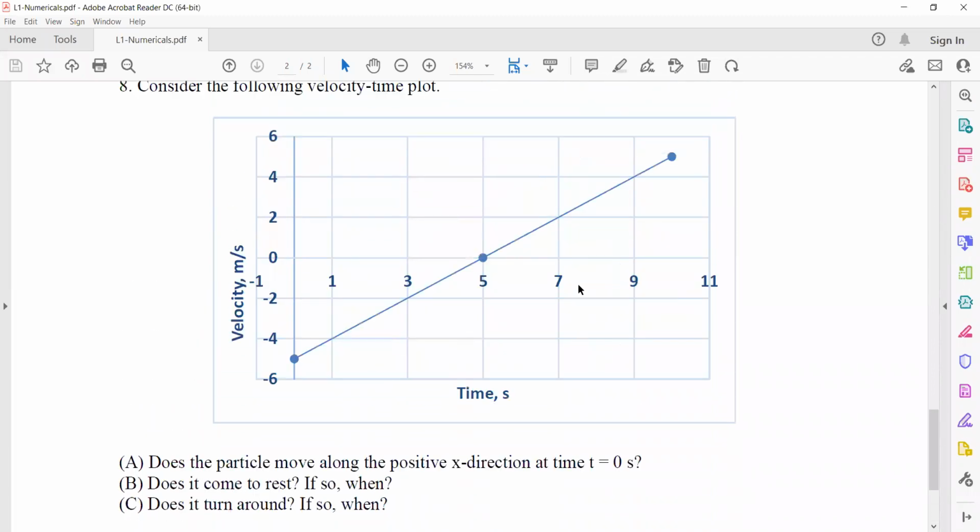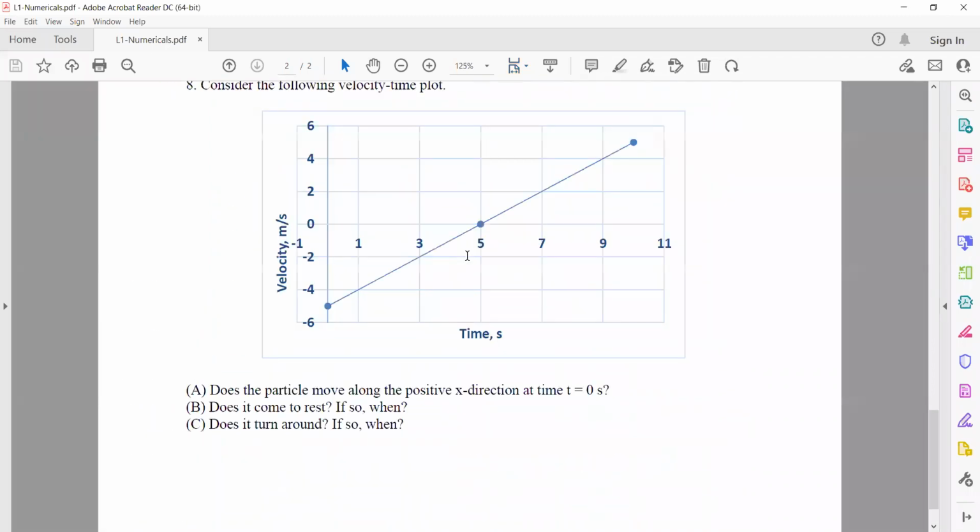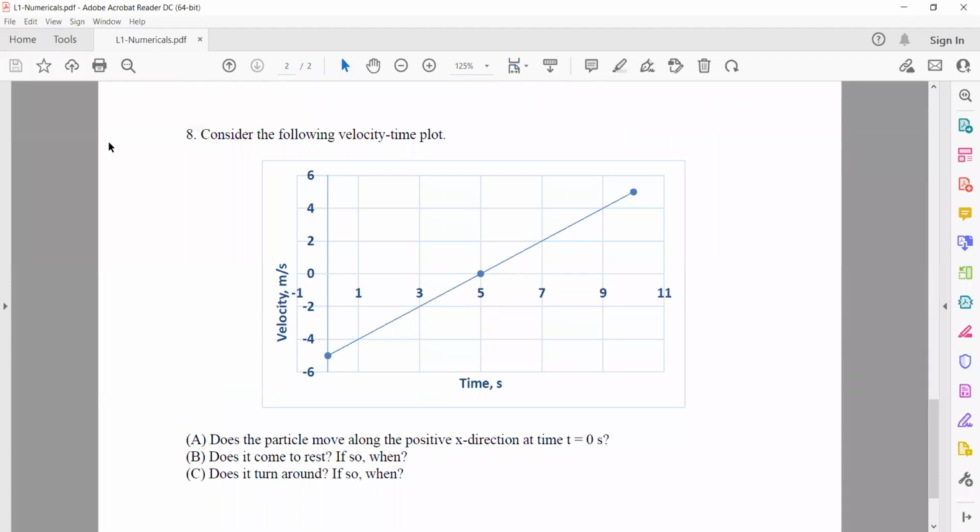Okay, so we have another question, which is a little bit conceptual question. Let us go through this question. Consider the following velocity time plot. This is a velocity along the y-axis, time along the x-axis plot. There are some questions. Let me read the questions and then we'll solve.